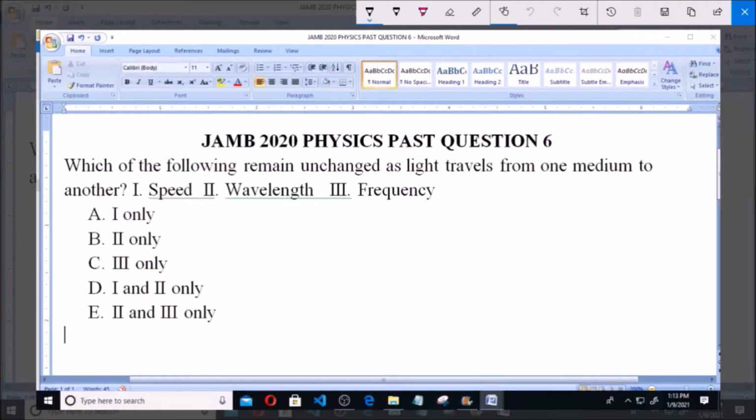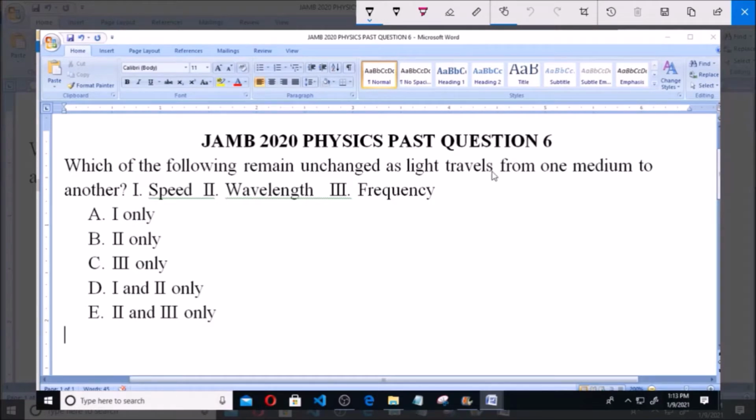Good day and welcome. I will be answering Jamb 2020 Physics Past Question 6. Which of the following remain unchanged as light travels from one medium to another? Speed, wavelength, frequency. Now, let's establish the phenomenon known as refraction.